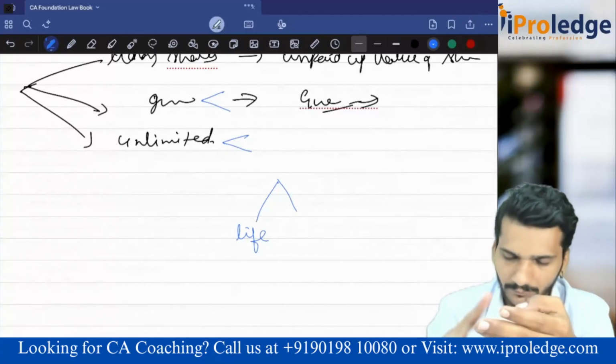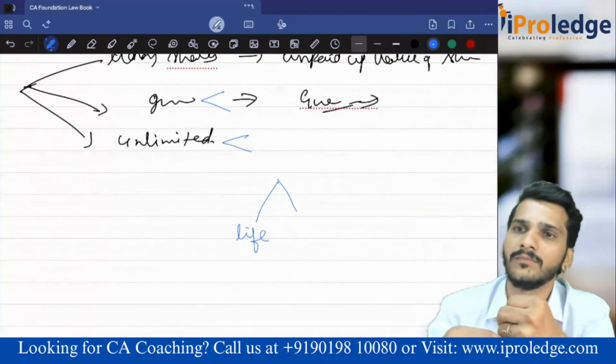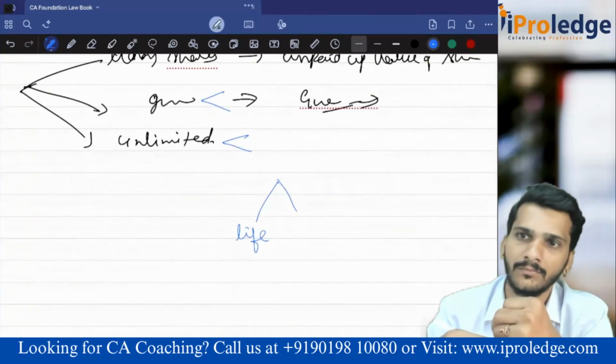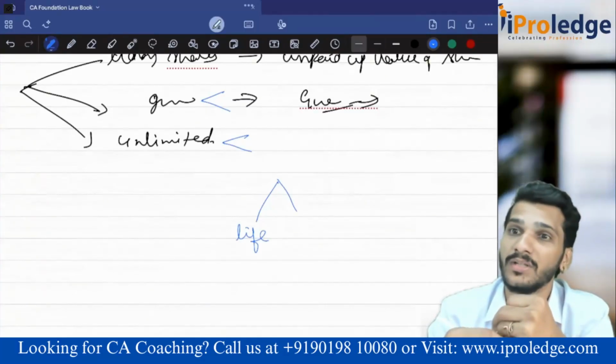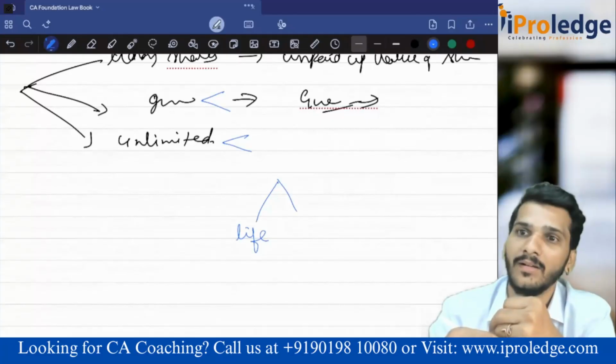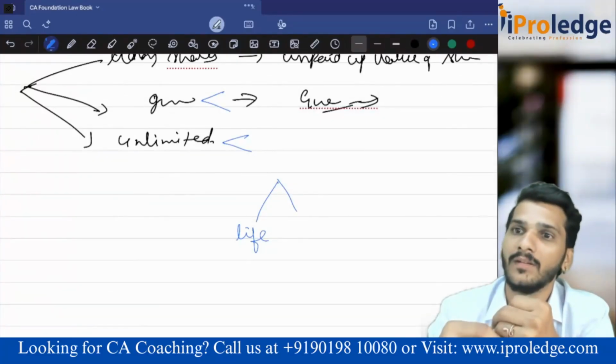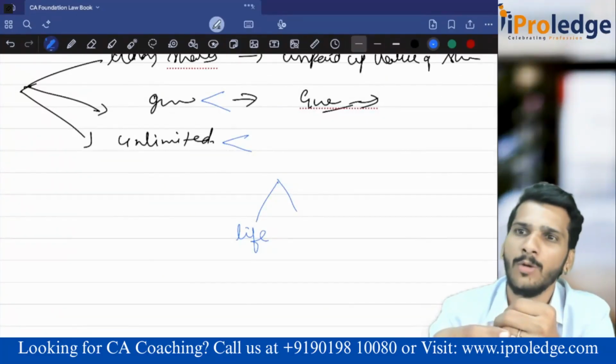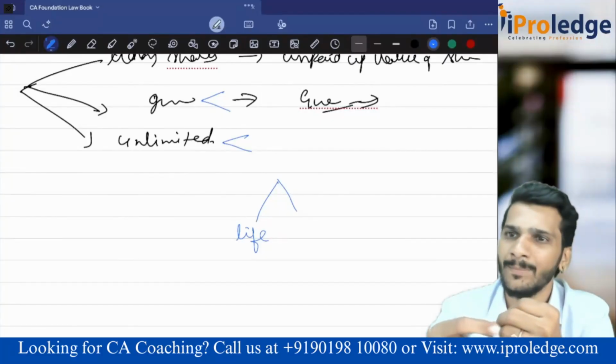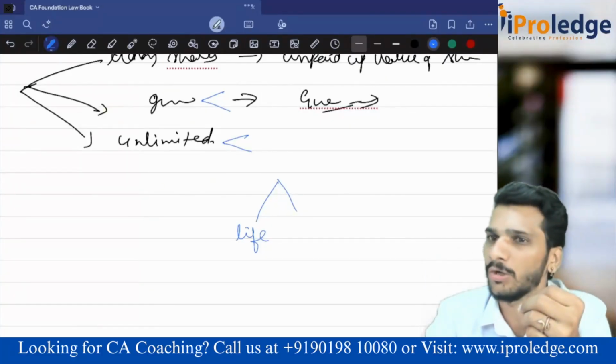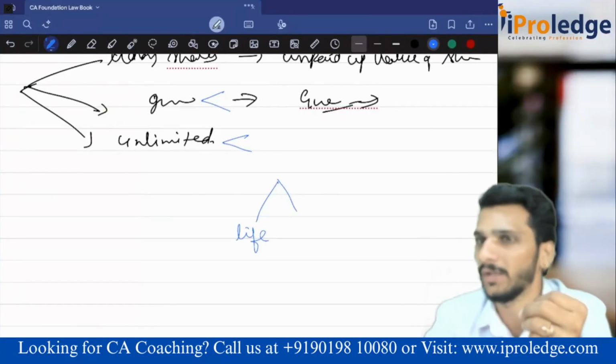Now, in a guarantee and unlimited company, how is the capital collected? If they are not issuing shares, how will they have the sharing ratio? Shares will not be there. It depends on the agreement, the MOA, how much they agree to contribute. For example, I am taking 10%, I am guaranteeing you 2 lakh rupees. I am taking 20%, I am giving you 4 lakh rupees.